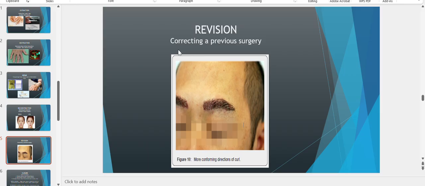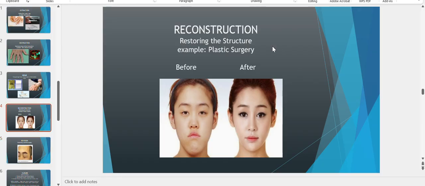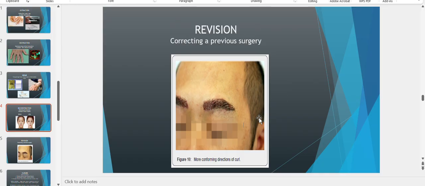Now, coming to next, that is revision. So, revision is what? Correcting the previous surgery. For example, in the previous slides we saw that a patient is coming for plastic surgery of her face. After plastic surgery, what happens if she has an infection in that area? She will go again to that physician for correcting that area. That one is known as revision.